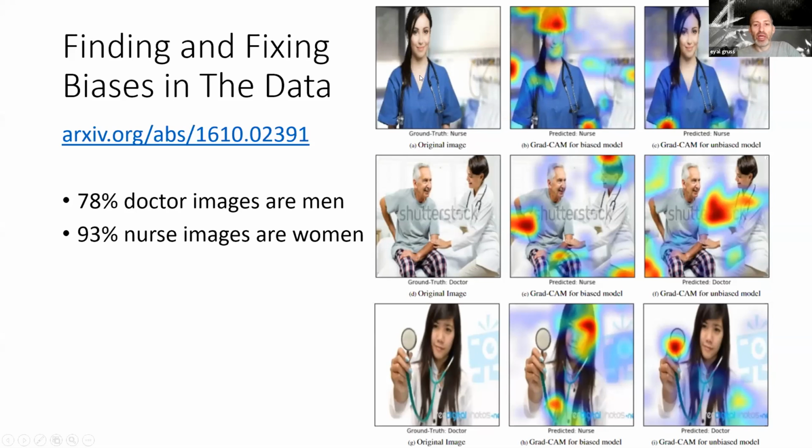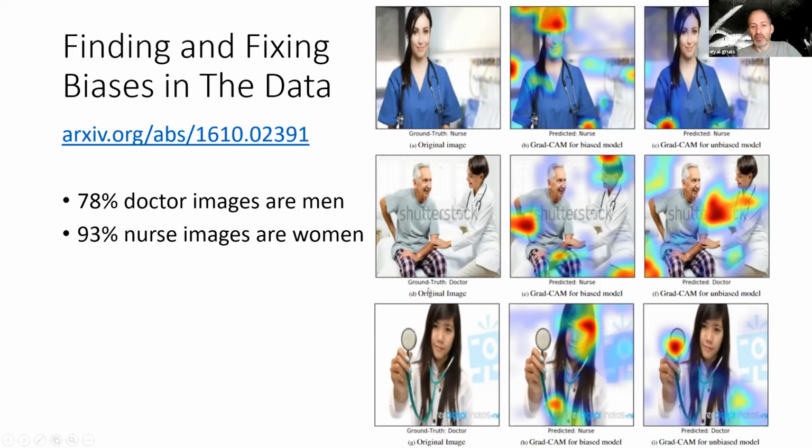So in this first case, we have a nurse, and the algorithm predicted correctly it's a nurse, but for the wrong reasons. It looked at the hairstyle, which is the hairstyle of a woman. And you know, the original data set was like 80% doctors were men and 90% nurses were women. So what they did, they created a gender balanced data set. And now on the balanced data set, the algorithm learned to correctly predict it's a nurse, not because of the hair. It ignored the hair, just because of the uniform.